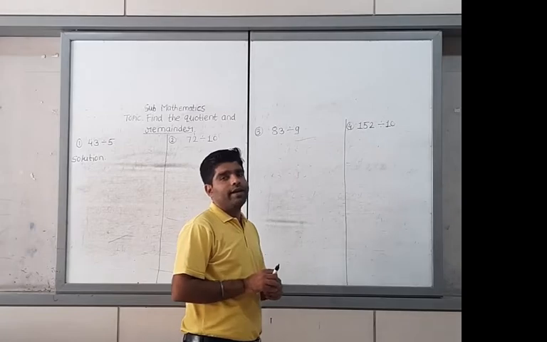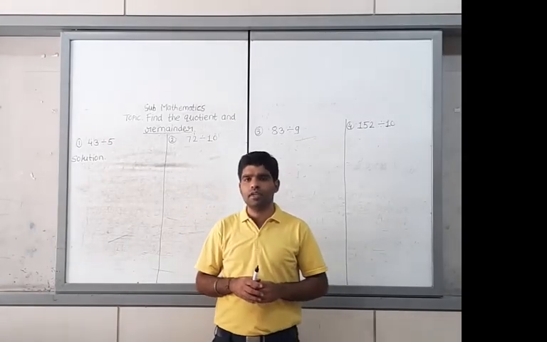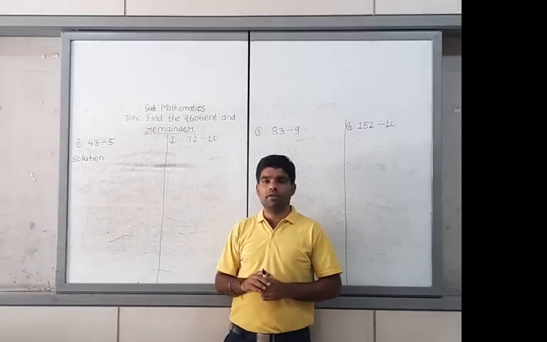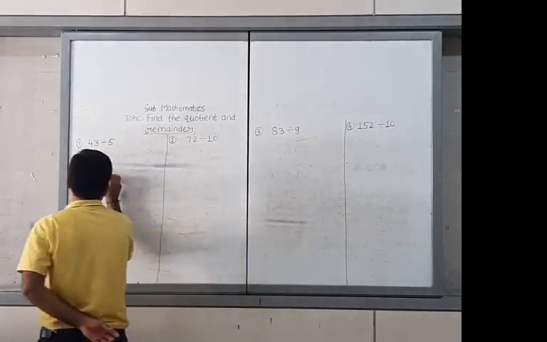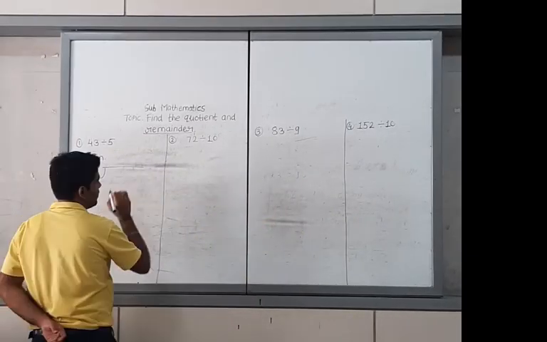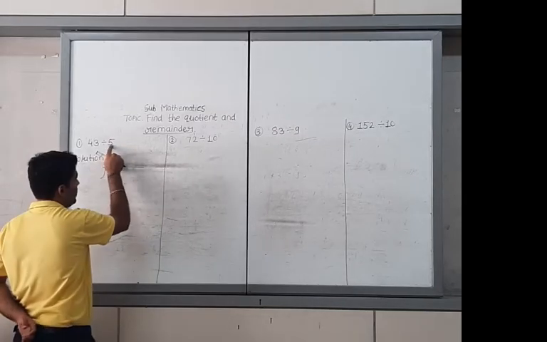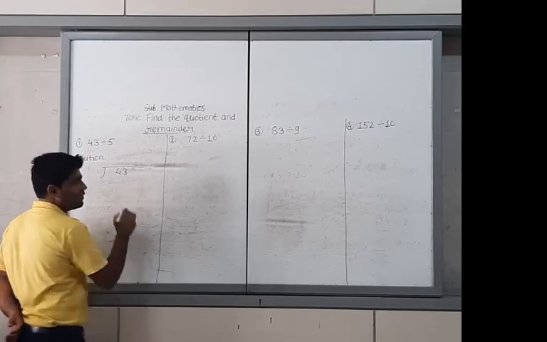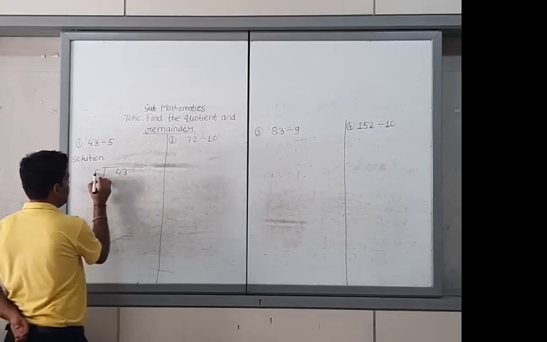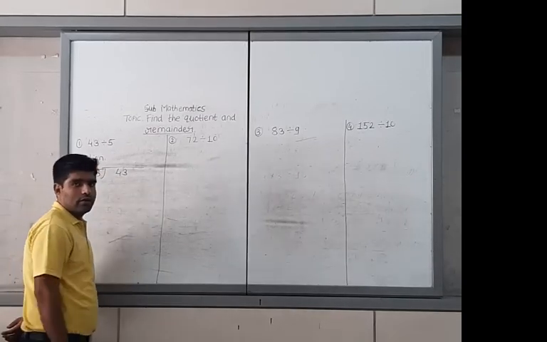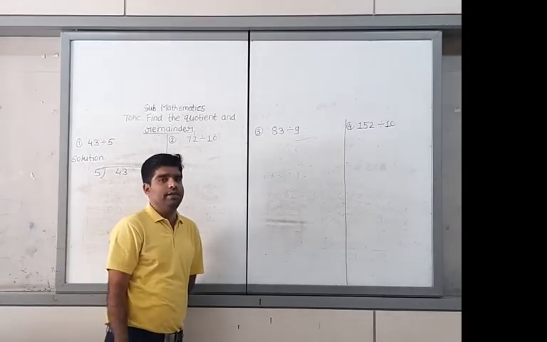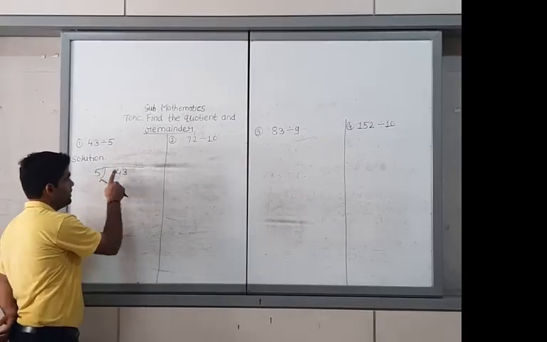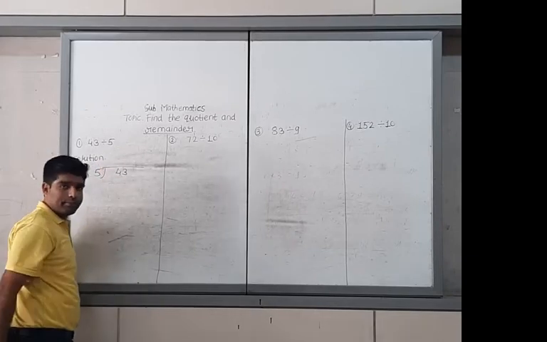43 divided by 5. Use the simple division method. We have to solve this example. First of all, listen here. This is our 43 divided by 5. It means this is our 43, and we have to simply divide it by 5. This is our 5. Now we have the simple division method. Now listen here: 5 divided into what? 43.